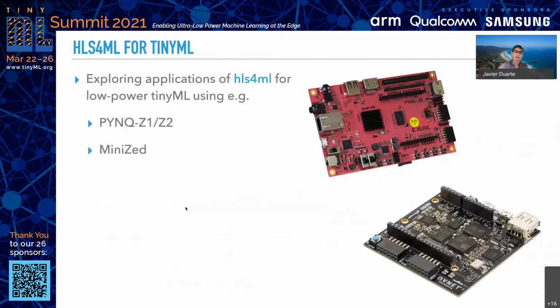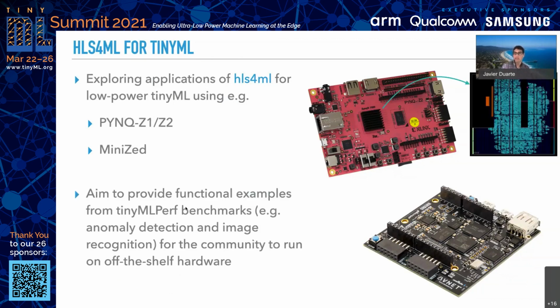Okay, so then again, we're interested in exploring applications of hls4ml for low-powered, tiny machine learning. So right now, we're actually looking at using off-the-shelf FPGA development boards and using hls4ml to see how low power we can achieve. And so our aim is to provide functional examples from the tinyML perf benchmarks. So for example, anomaly detection and image recognition for the community to run on these kinds of off-the-shelf hardware to give people an idea of how to use hls4ml for low power applications.